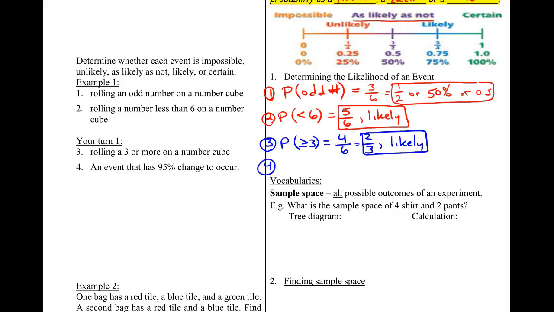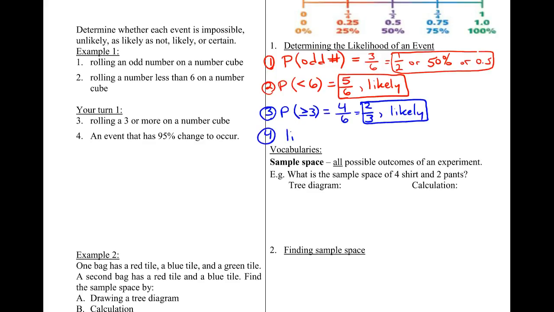And then an event that has a 95% chance of occurring, that's pretty likely. It's not certain because there's a 5% chance that it won't happen, but it is likely to occur. All right, let's move on.